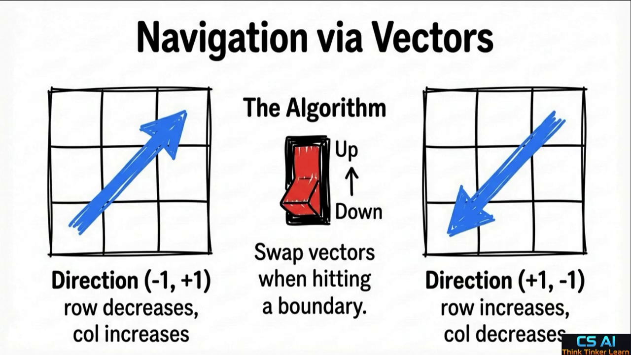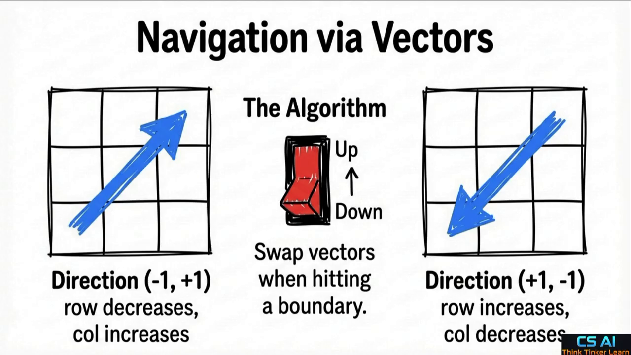Sometimes a problem requires you to bounce around the grid like a ball in a pinball machine. For this, we use navigation via vectors. Instead of hard coding move right or move down, we define a direction vector like -1 and +1. This tells the code to decrease the row and increase the column. The algorithm then becomes a simple switch.